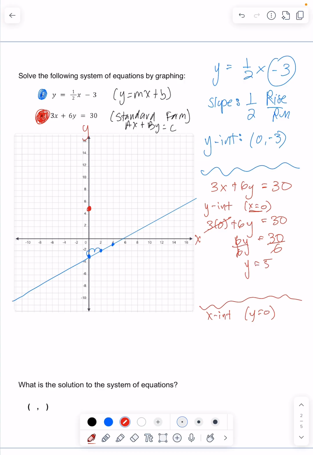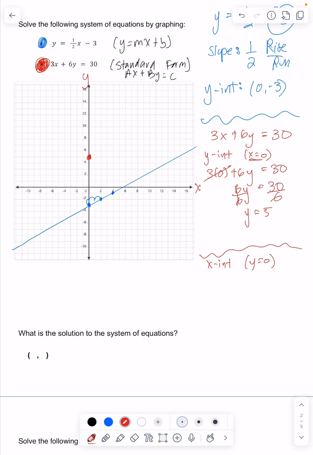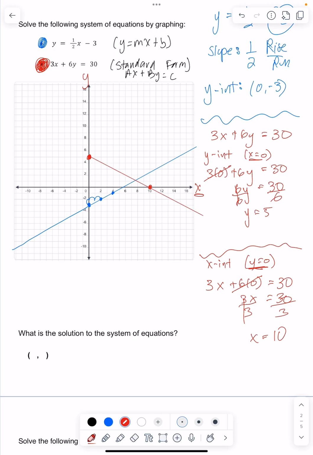Now we have to find the x-intercept. So same concept, the only thing is that we're setting y is equal to 0 now. So we get 3x plus 6 times 0, or y in this case, is equal to 30. That cancels. We get 3x is equal to 30. Divide by 3 to both sides, we get that x is equal to 10. So in this case, our x-intercept would be a positive 10. And same thing, once we have the 2 points, we just create a line using those 2 points.